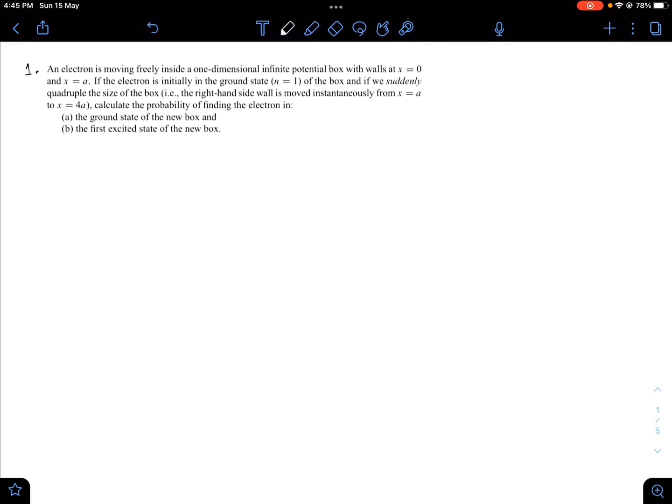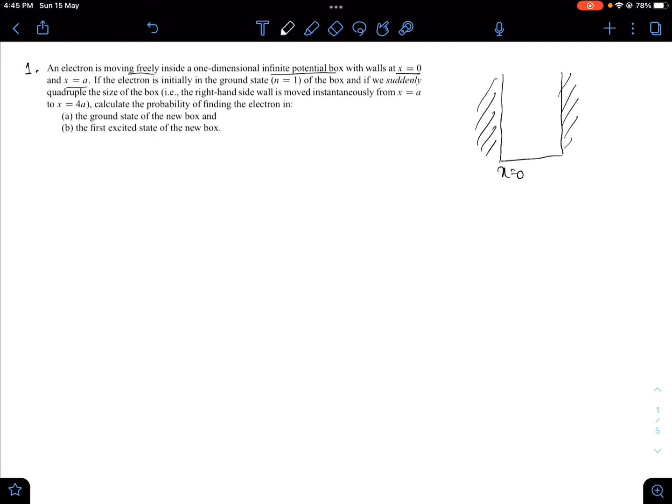Okay, so the problem states that we have an electron that is moving freely inside a one-dimensional infinite potential box with walls at x equal to 0 and x equal to a. So we have a one-dimensional infinite potential box. This is infinite, this is x equal to 0, this is x equal to a, and the particle is moving in this region where we have potential 0. The potential height is infinite. So in this infinite potential box we have an electron.